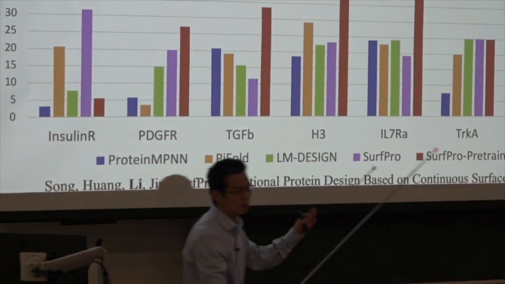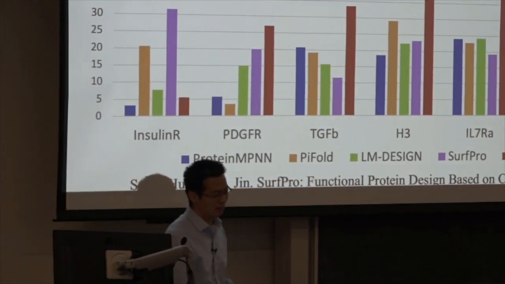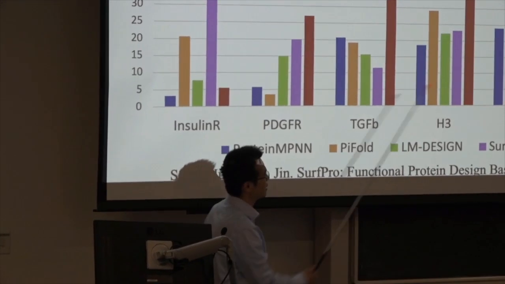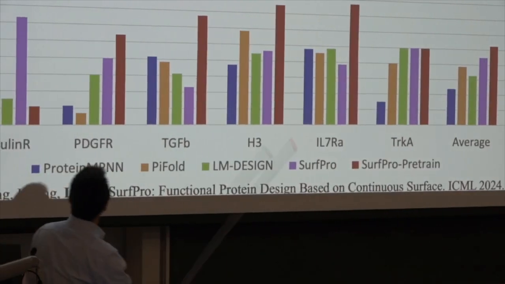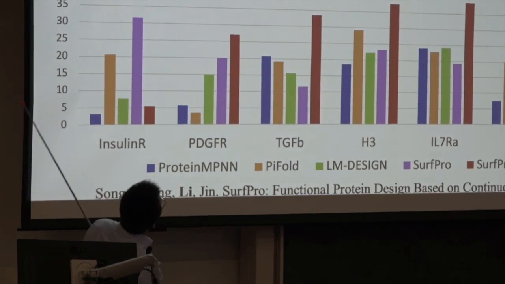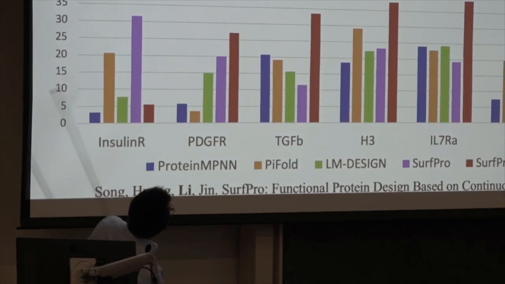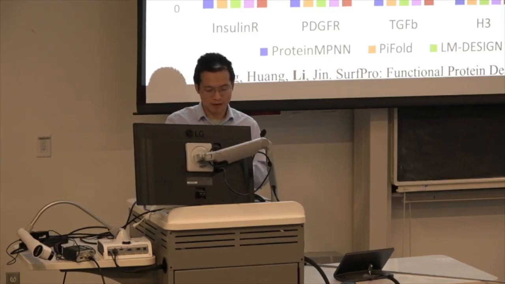We want to extend the model into completely new tasks. But we are given the input surface for those tasks. And that's the average score of all these 6. And the y-axis is, I think, the success rate of the designed binder. So success rate is defined by whether the designed protein has a higher affinity score to our given target above the certain threshold.